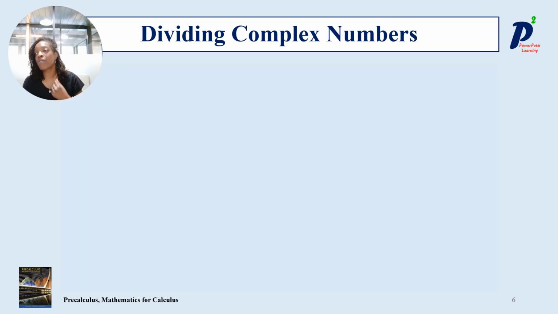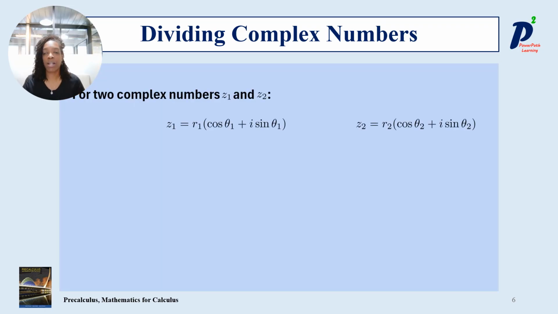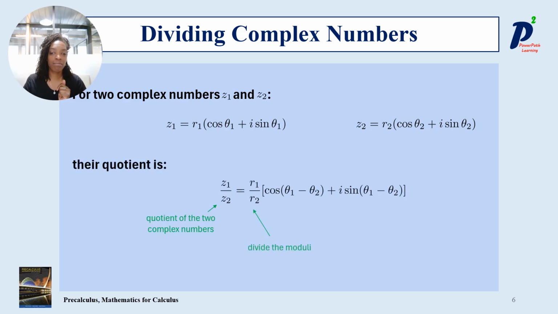The formula for dividing two complex numbers is very similar. Instead of multiplying our moduli, we divide them. And instead of adding our arguments, we subtract them. That's it.